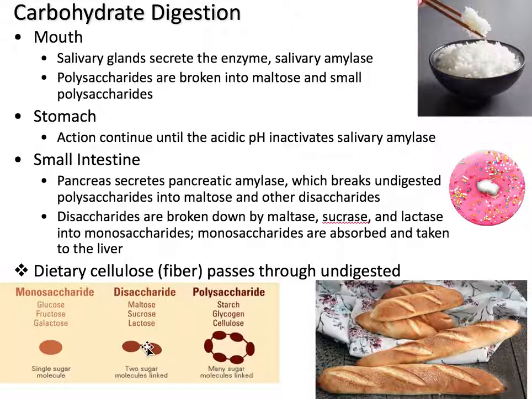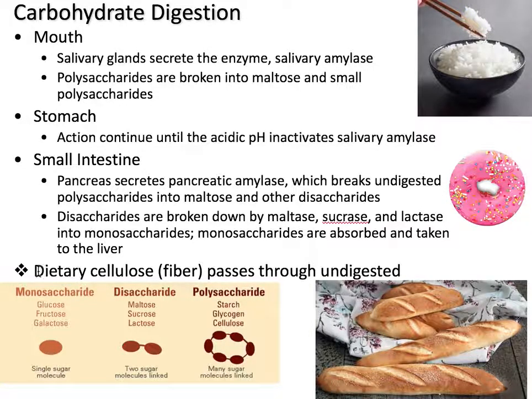So you're going to end up with lots of these disaccharides over here. Now, the disaccharides are further broken down by maltase, sucrase, and lactase, which are all enzymes. Anything that's ASE at the end is a type of enzyme, and they're broken into monosaccharides, which is the smallest subunit, the monomer of carbohydrates. So at the end of this digestive journey, all the way to the small intestine, we're left with these lovely monosaccharides. And those monosaccharides are absorbed and taken to the liver.